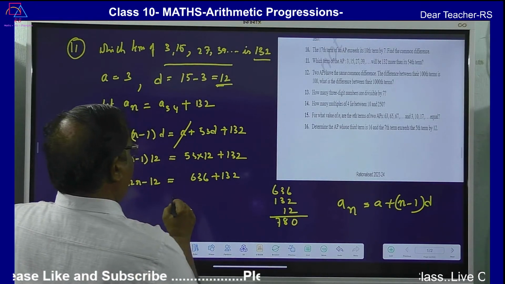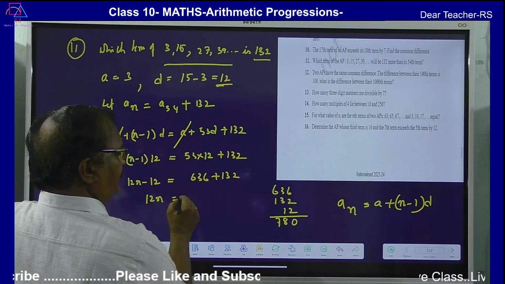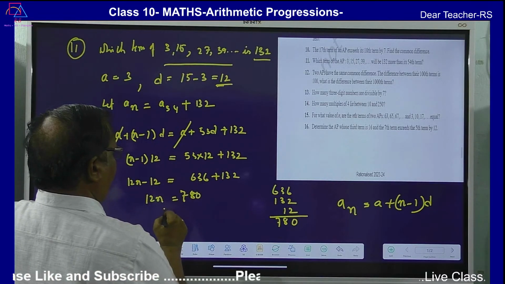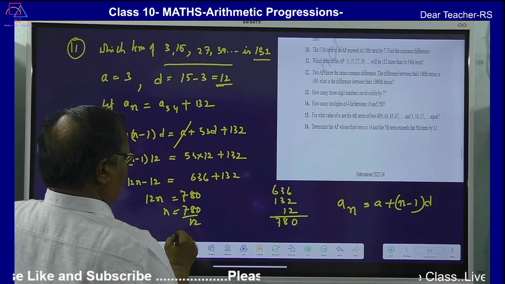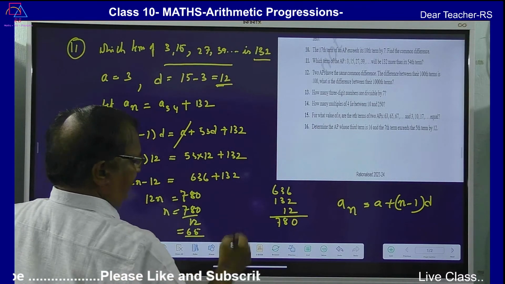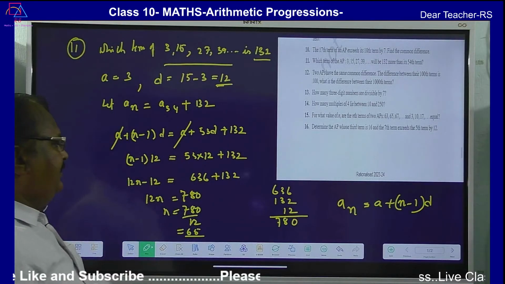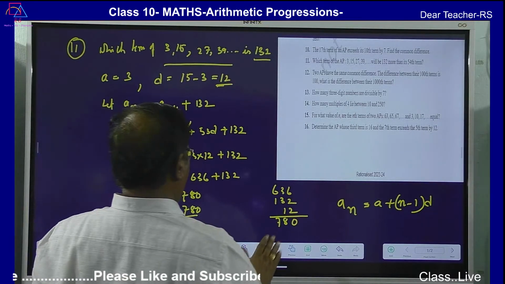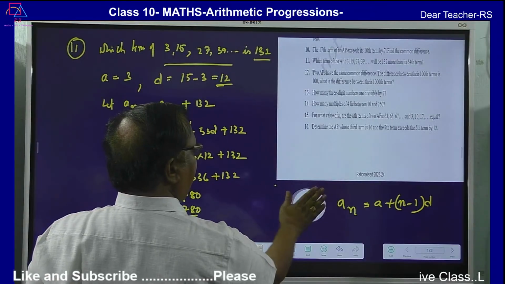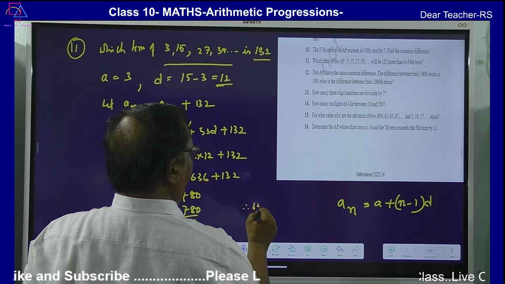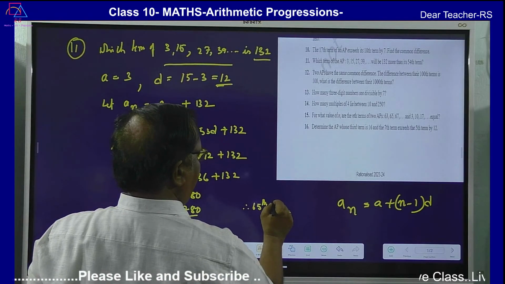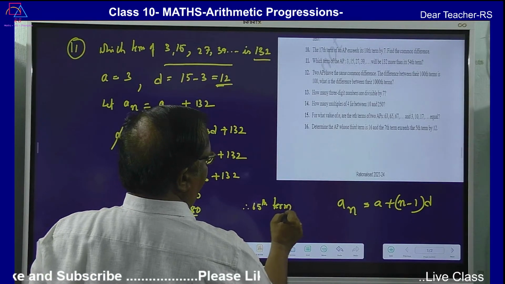So 12n is equal to 780, and n is equal to 780 divided by 12, which is equal to 65. Therefore, the 65th term is the required term.